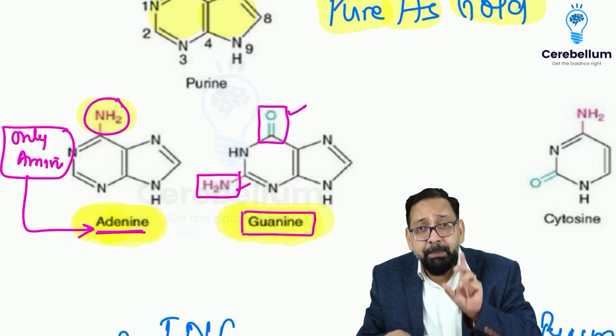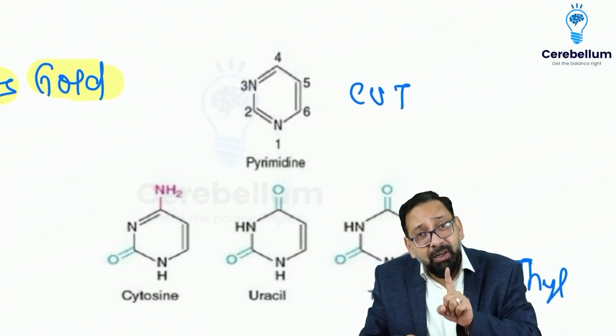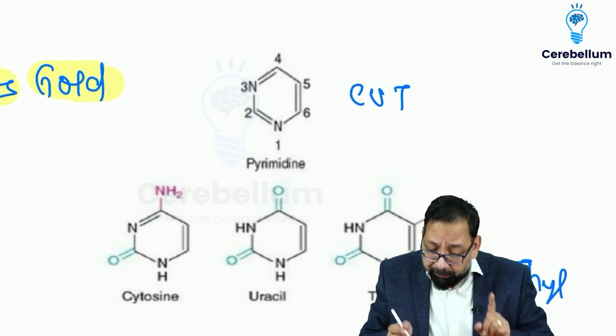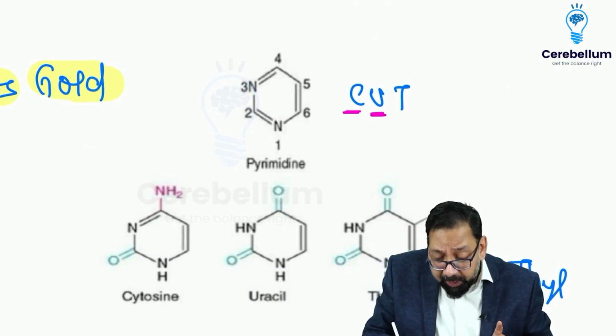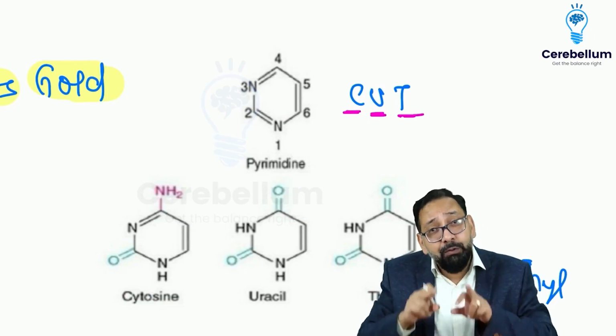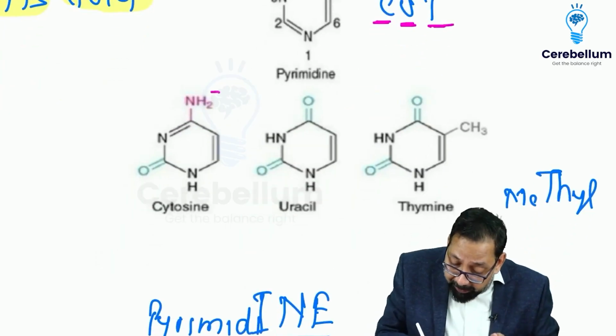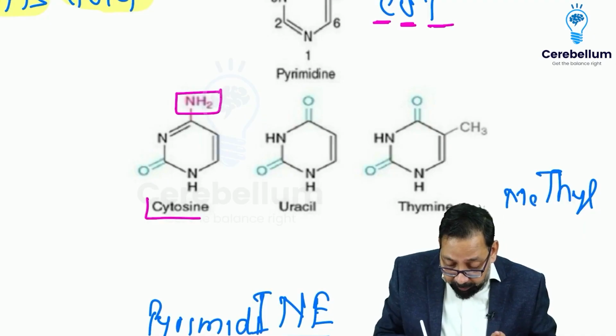These are purine bases. Pyrimidine bases have only a single ring, and the mnemonic is CUT: C for cytosine, U for uracil, T for thymine. So pyrimidine has only 1 ring. If you find 1 ring, you will search again for an amine group. If an amine group is there, this is cytosine.